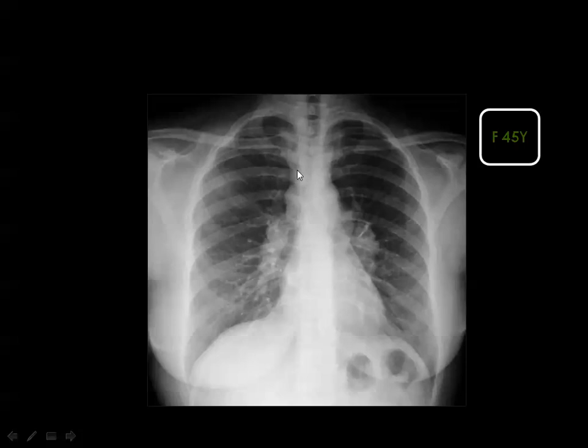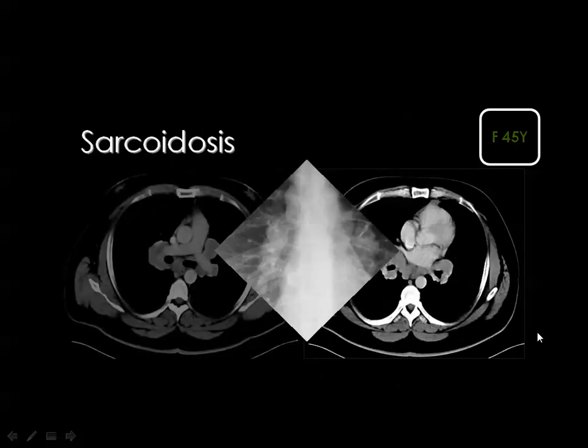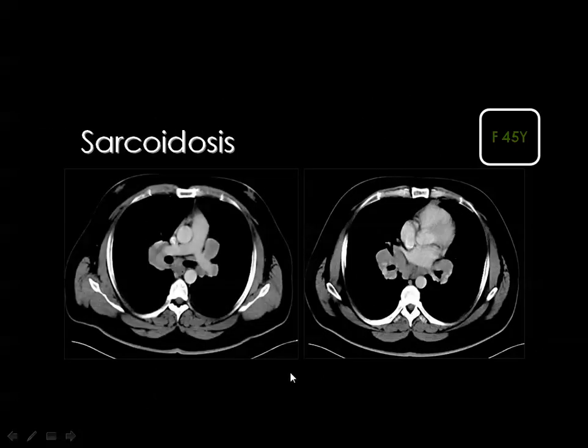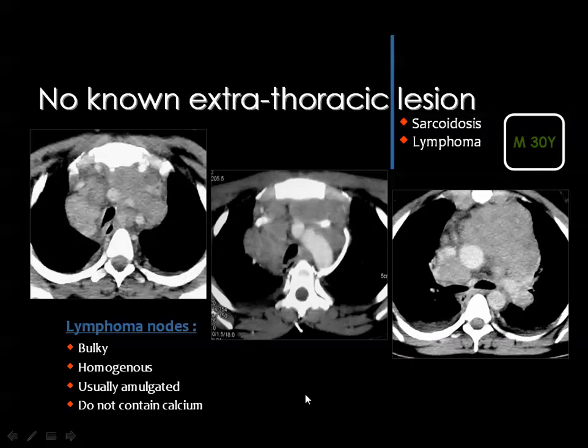There is also enlargement of the paratracheal lymph nodes. Then you have to have the CT scan to confirm your diagnosis, and you see here the lymph nodes are discrete, they are homogeneous, and may contain calcium. Then you can reach the diagnosis of sarcoid.